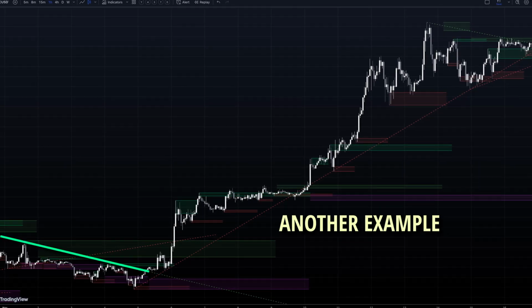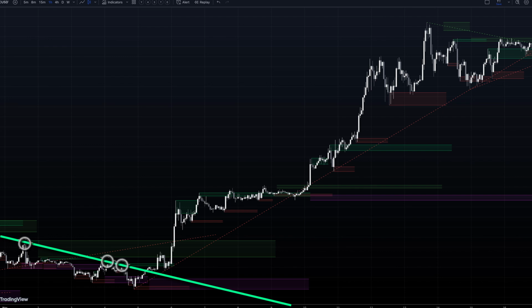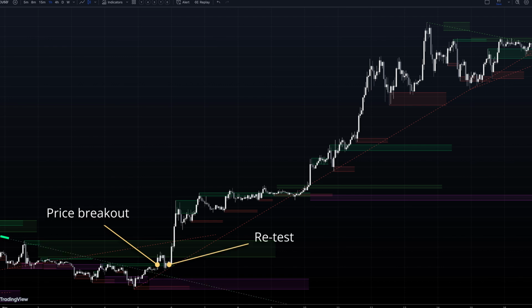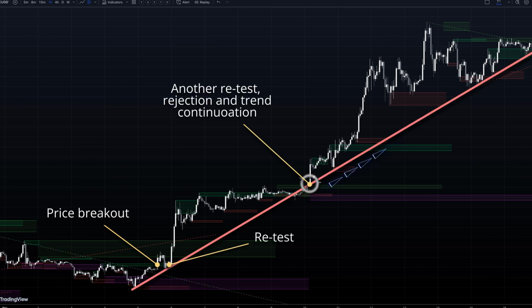Let's examine another example. The price makes multiple touches along the trend line here, then we observe a clear breakout, followed by a retest of the level. After another rejection at this point, the price continues its established trend.